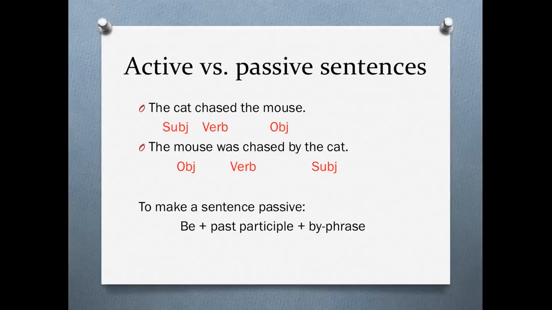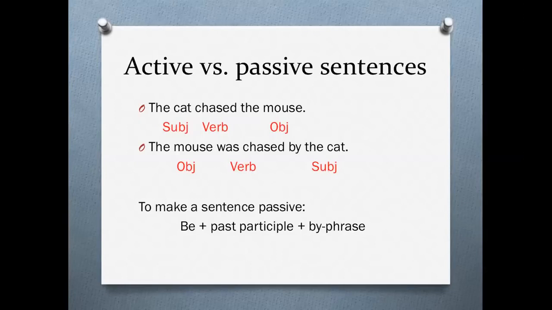So in a passive sentence, we change things a little bit. The object becomes the subject, and the subject becomes the object. The meaning is the same. There is no difference in meaning between these two sentences. We've just changed the order of the words. When we change the order of the words, though, we have a few other things that we have to change. So first what we do is we switch the subject and the object. We put the object at the beginning of the sentence and the subject at the end of the sentence.